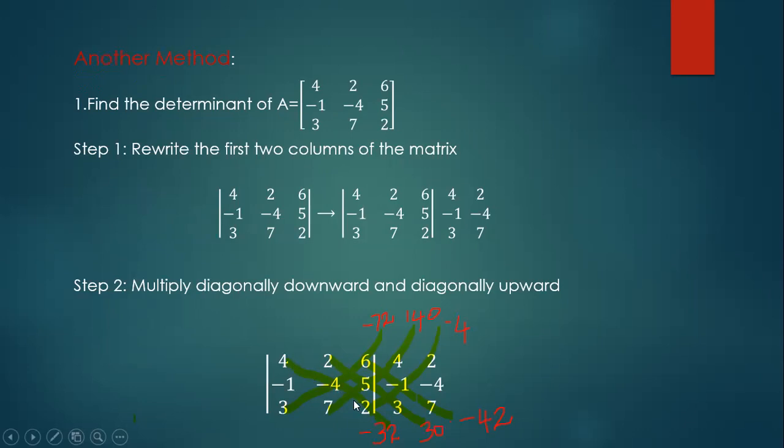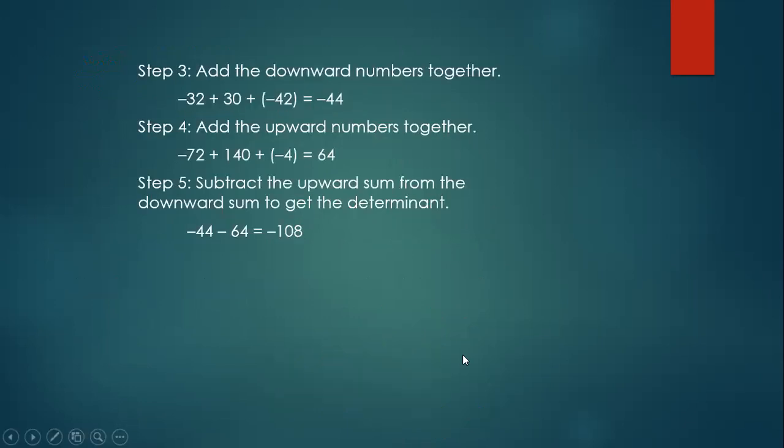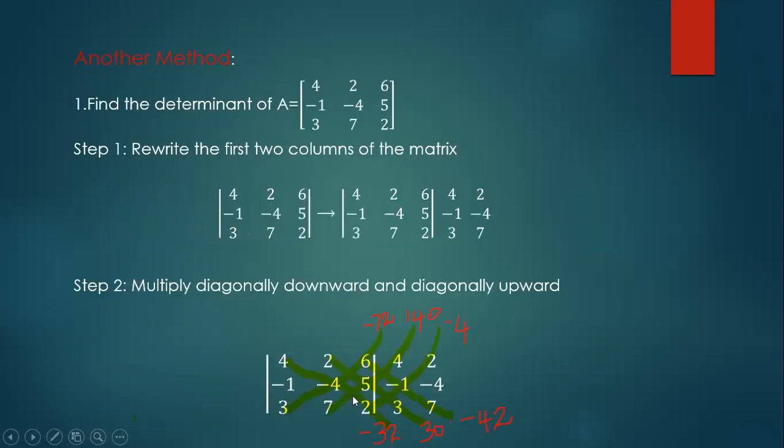4 into minus 4 into 2. Then 2 into 5 into 3. 4 into minus 4 into 2 minus 32. 2 into 5 into 3 is 30. 6 into minus 1 into 7 minus 42.